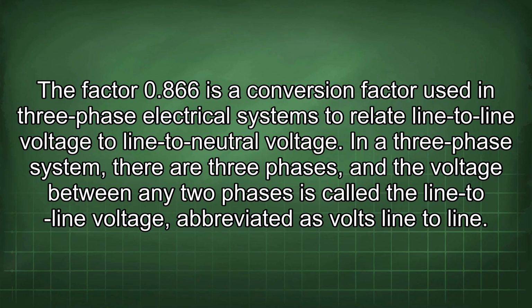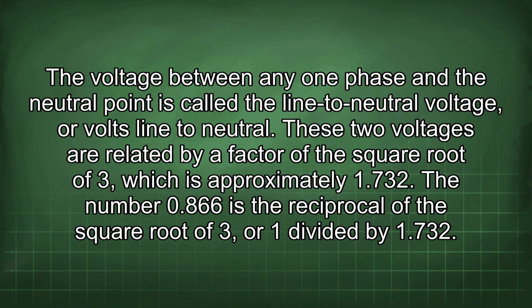The factor 0.866 is a conversion factor used in three-phase electrical systems to relate line-to-line voltage to line-to-neutral voltage. In a three-phase system, there are three phases, and the voltage between any two phases is called the line-to-line voltage, abbreviated as volts line-to-line. The voltage between any one phase and the neutral point is called the line-to-neutral voltage, or volts line-to-neutral. These two voltages are related by a factor of the square root of 3, which is approximately 1.732.